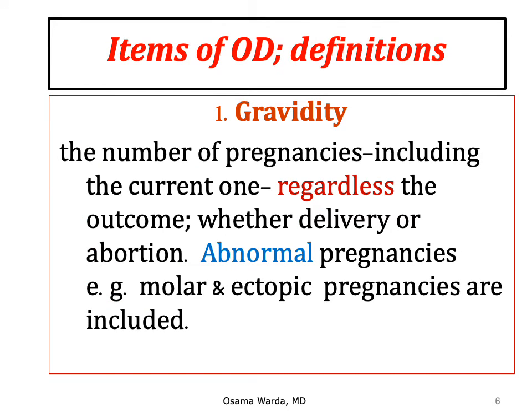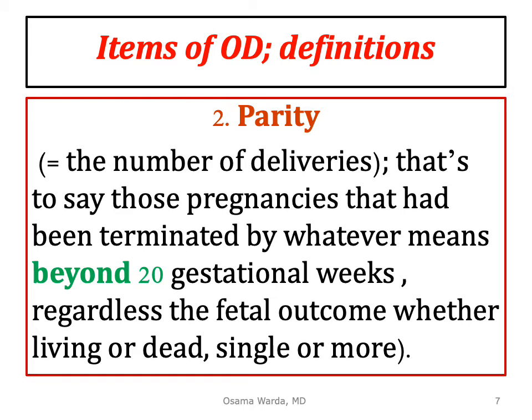We start with gravidity. What's meant by gravidity? Gravidity means number of pregnancies, including the current one. It does not differ whether that pregnancy was normal or abnormal. For example, if the patient had an ectopic pregnancy, it is counted in gravidity. If she had a molar pregnancy, it is counted in gravidity. So gravidity means number of pregnancies including the current one, regardless of its nature.